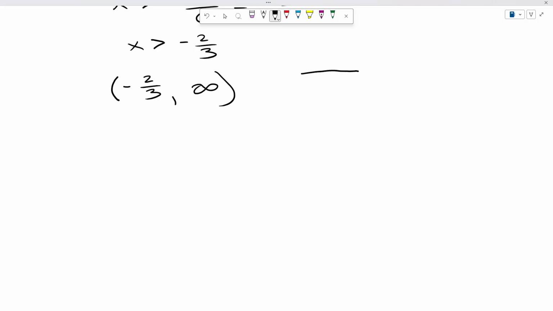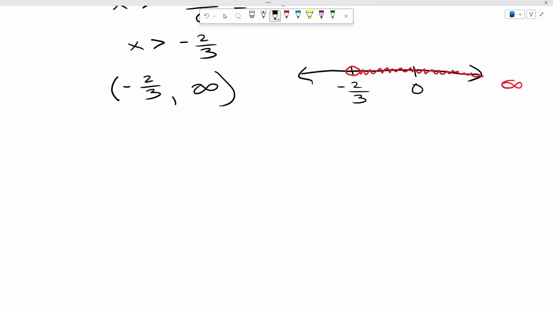And if we throw this on the number line, so we have our negative 2/3 here, and then maybe zero right here. So we'll have an open circle, and then everything off to the right will be shaded off to infinity. Right, so that's our answer for that one.